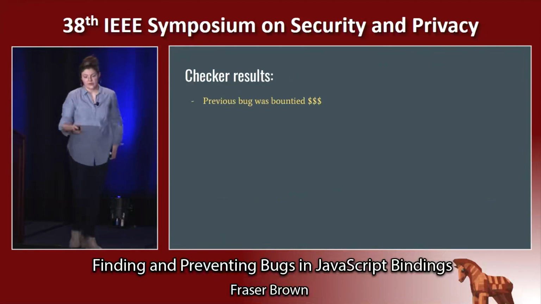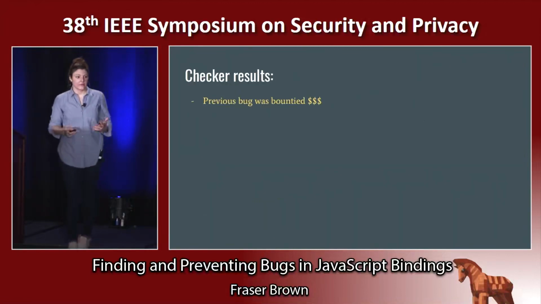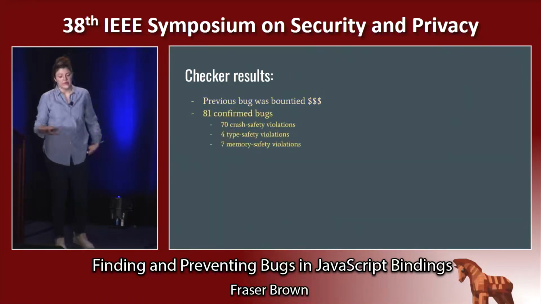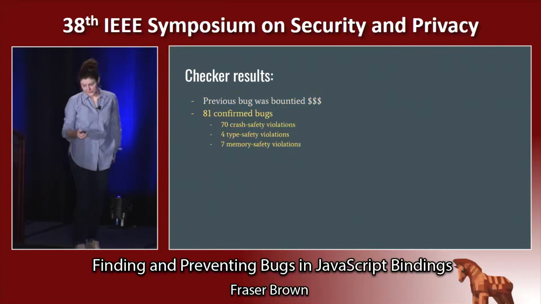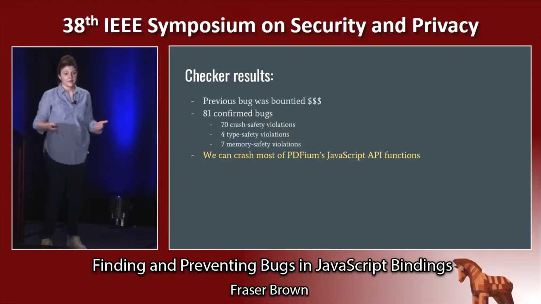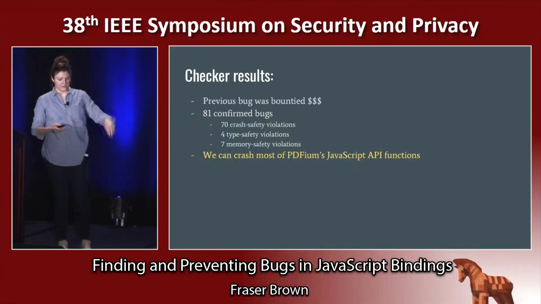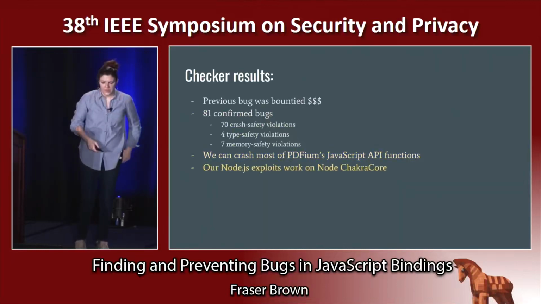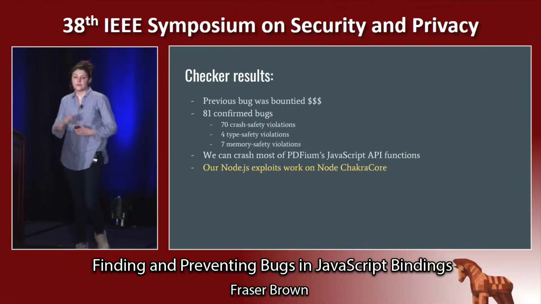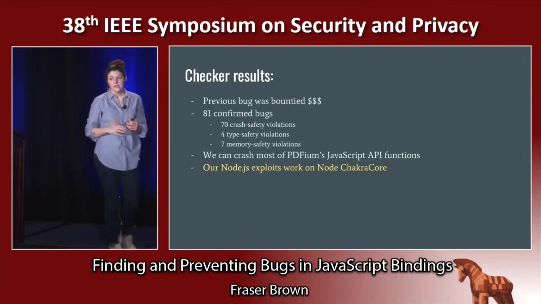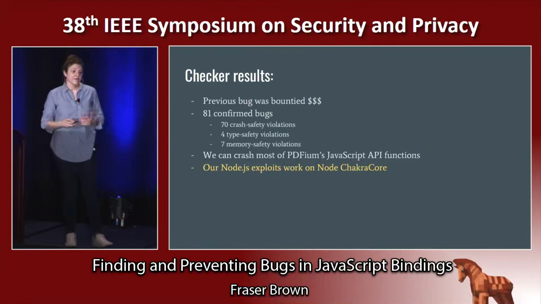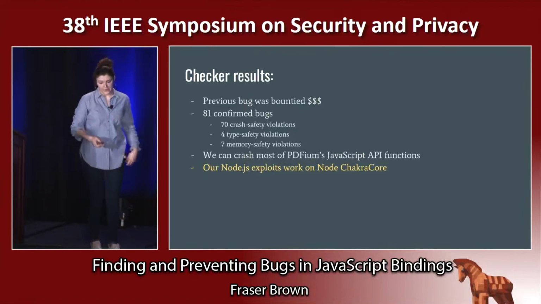So this previous bug and another one were bountied, so that's a sign that system authors are taking these bugs at least somewhat seriously. Other high-level checker results, we found 81 confirmed bugs. This is the breakdown. We can crash most of PDFium's external APIs and most node modules' exposed functions. And all of our node crashing exploits work on Node ChakraCore, which is a node version that uses a different JavaScript engine, not V8. So that's a sign that people are misusing different JavaScript engines in very predictable ways every time.